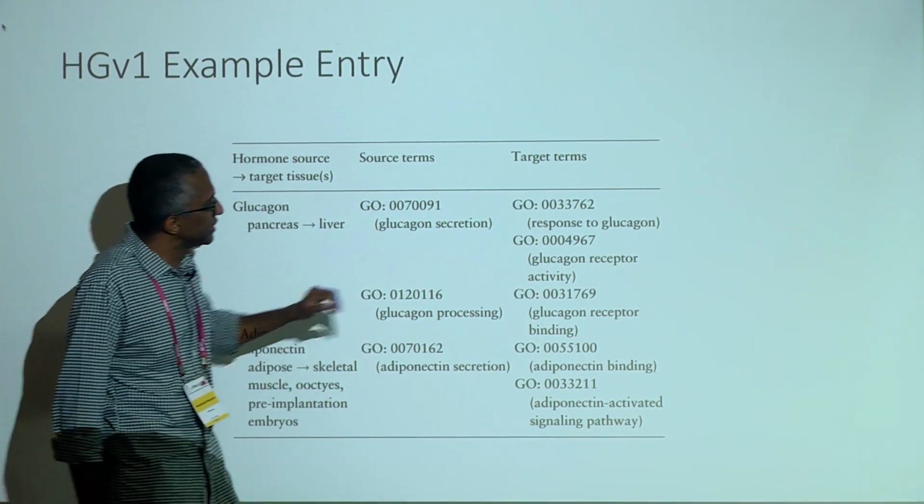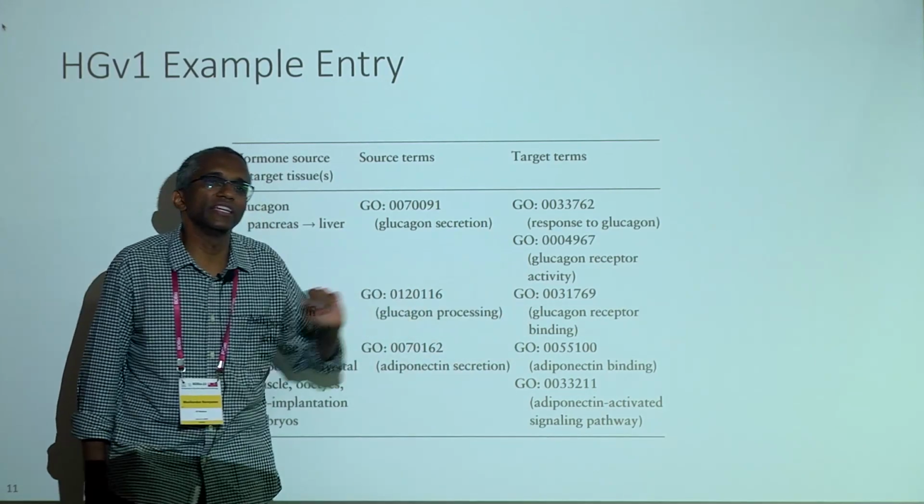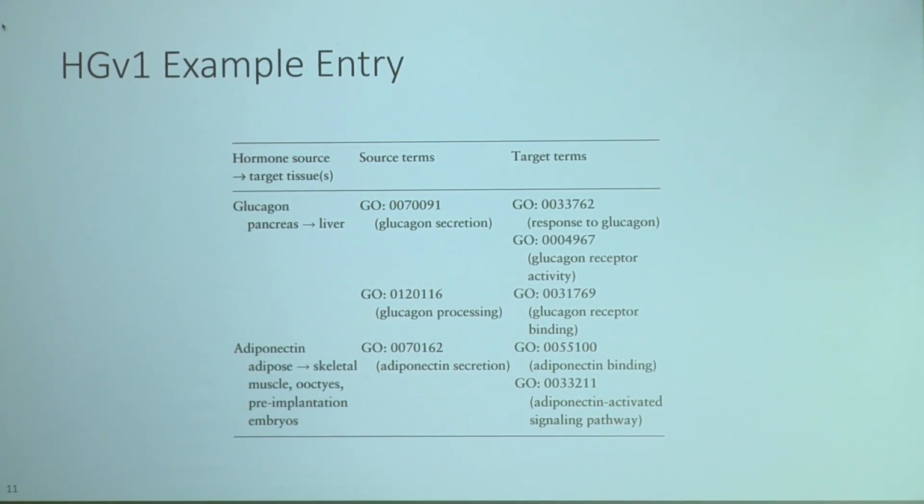And then the target genes are those that are responsive to glucagon, receptor activity or binding and so on, right? So we essentially went through all of the gene ontology terms and figured out which ones are hormone related, and which ones are hormone source versus hormone target, right? And adiponectin is another example that is given below. Okay.